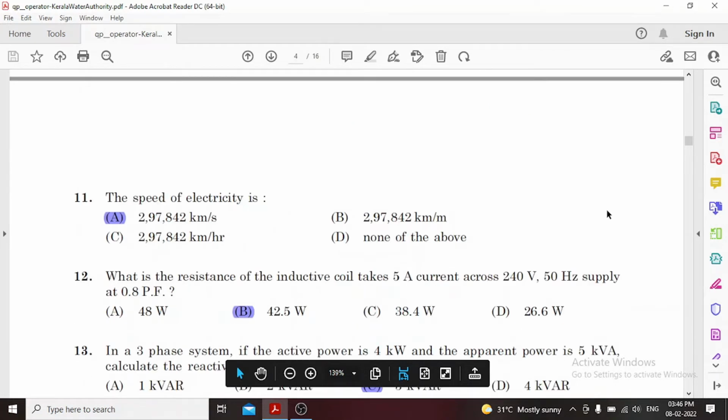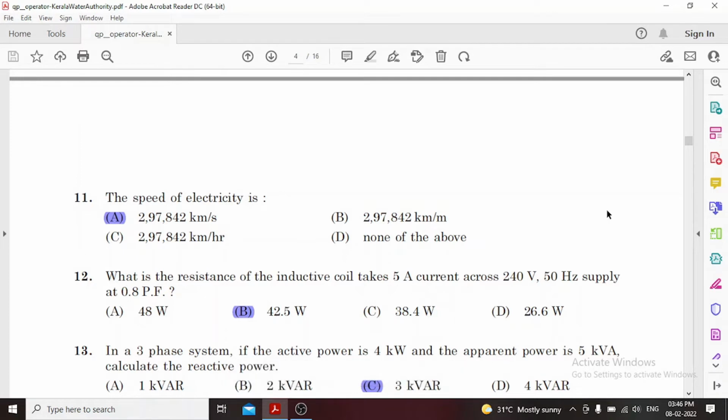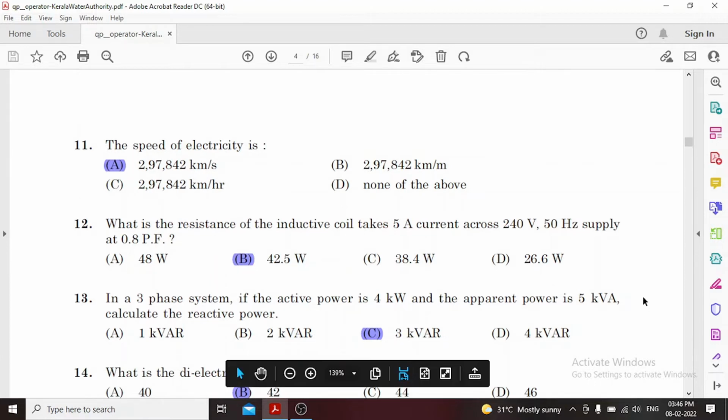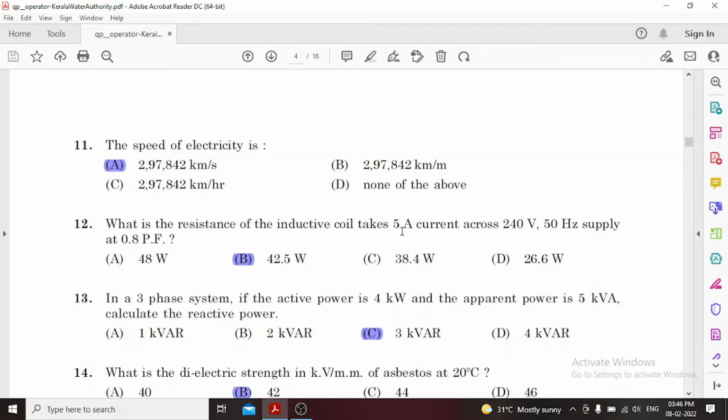11, the speed of electricity is 297,842 km per second. 12th one, what is the resistance of the inductive coil that takes 5 ampere current across 240 volt 50 hertz supply at 0.8 pf? 42.5 watt.